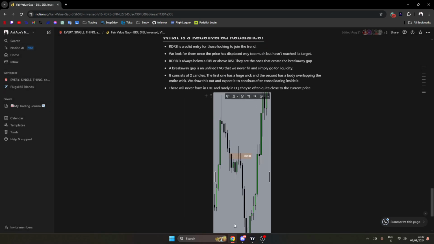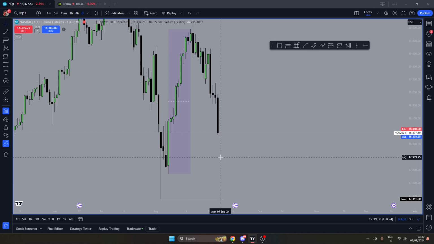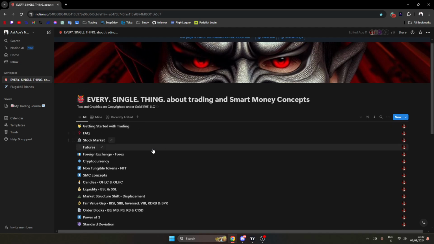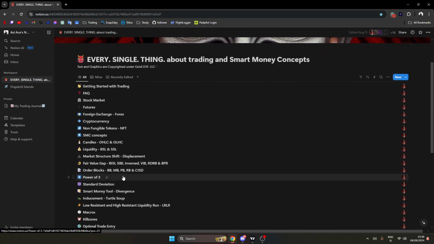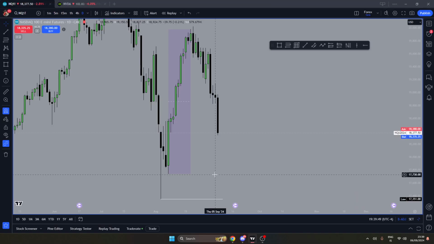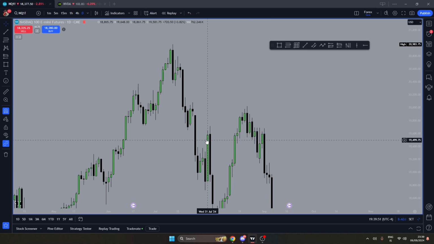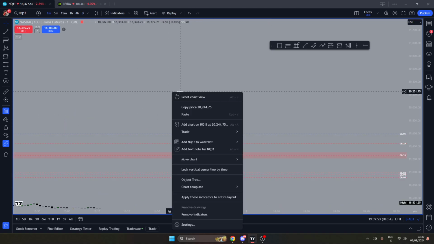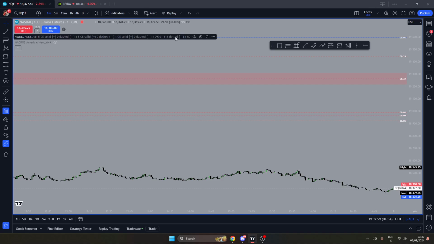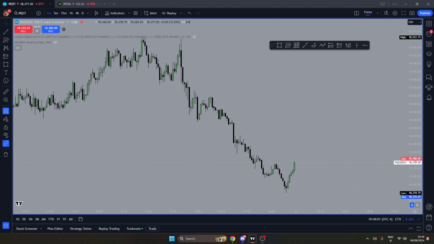Now, what I mean by premium, I'll also explain that now. I don't know if I've actually explained premium and discount in this. I don't think I have, so I will explain that now while I'm explaining RDRB. Right, so let's go back to the 1 minute time frame, and let's turn this off so we actually zoom in.